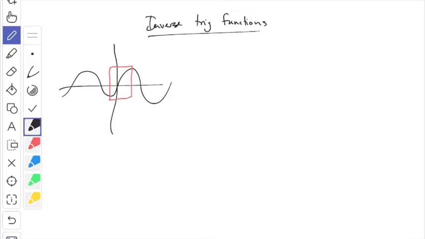So we look at only this part of sine of x, which has this graph, where it goes over to pi over 2 here, back to minus pi over 2, up to 1, down to minus 1, right?